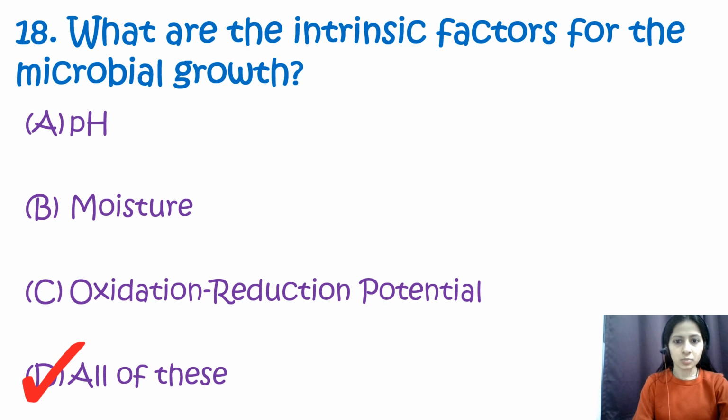So the pH of a food product can affect the growth of the microorganisms by altering the acidity of the environment, whereas moisture content can also affect microbial growth by providing suitable environmental conditions for the microorganisms to grow or for its reproduction. And oxidation and reduction potential is a measure of the tendency of the substance to gain or lose the electrons that can affect the microbial growth by altering the availability of the oxygen in the environment. So here the correct answer is option number D, all of these.